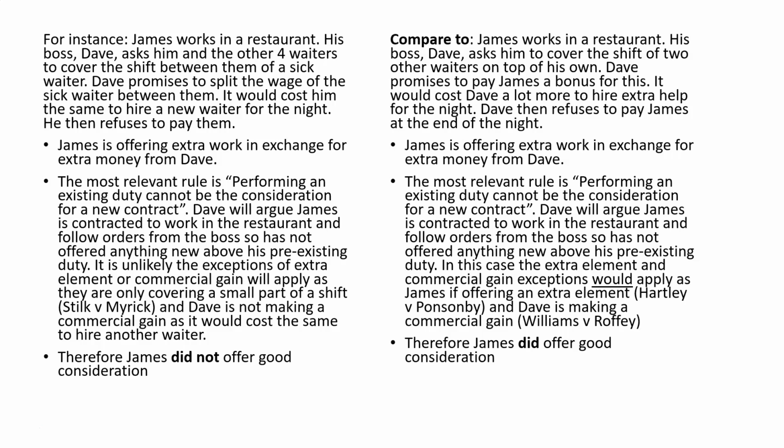extra money. It's unlikely the exceptions of extra element or commercial gain will apply here, as they're only covering a small part of the shift, like in Stilk v Myrick, and it clearly says that Dave's not making any commercial gain as it would cost the same to hire another waiter. Therefore, you'd probably argue in this case that James didn't offer good consideration because he's basically following the case of Stilk v Myrick. He's doing a pre-existing duty, which is just working in the restaurant essentially. He's not doing enough to be extra.